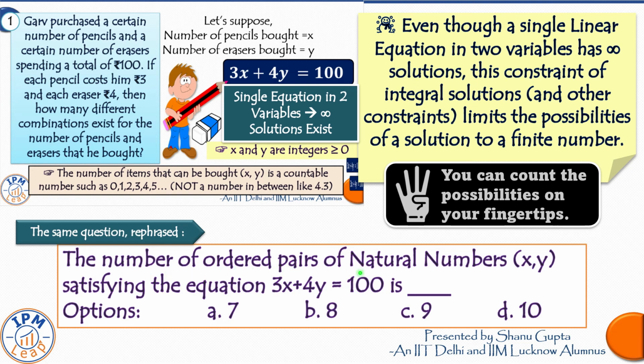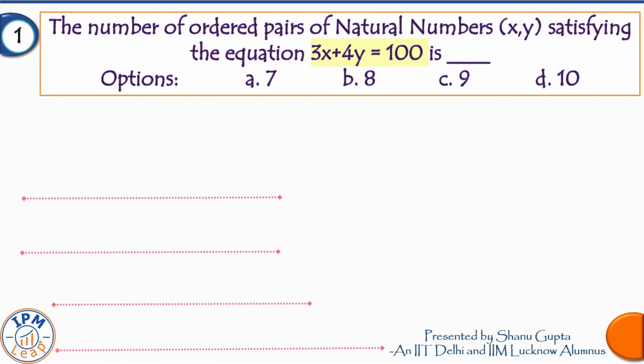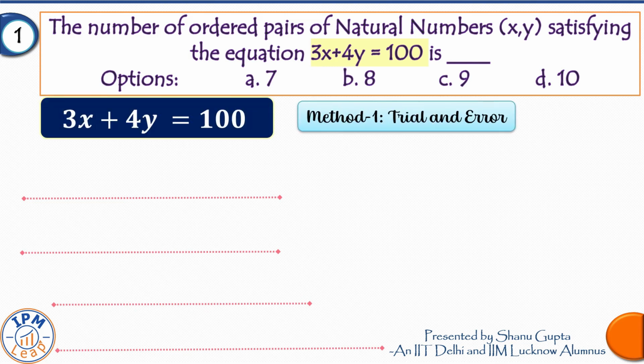Did you realize it's the same question? Only this time the question specifically mentions that the variables x and y have to be natural numbers. With this introduction, let us discuss how to solve our first question, which is to find the number of ordered pairs of natural numbers x, y satisfying the equation 3x plus 4y is equal to 100. And there are some options.